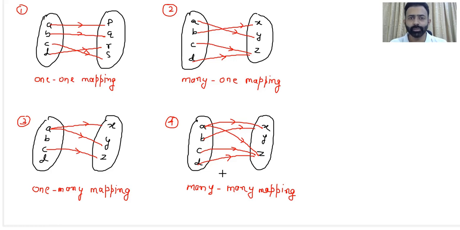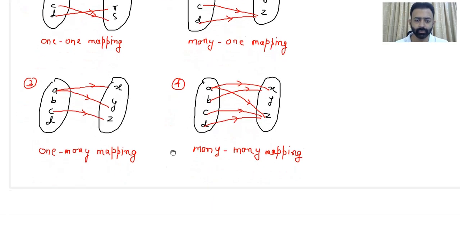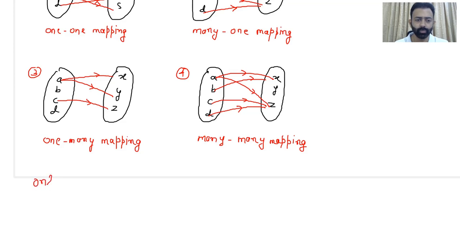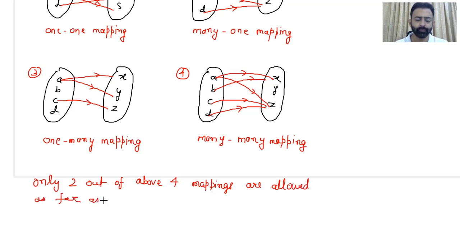Now out of these four mappings, only two mappings are allowed as far as the definition of function is concerned. You may note down: only two out of the above four mappings are allowed as far as the definition of function is concerned. Why are we saying this?